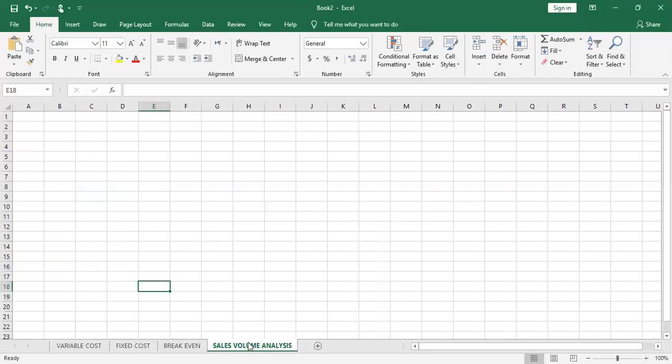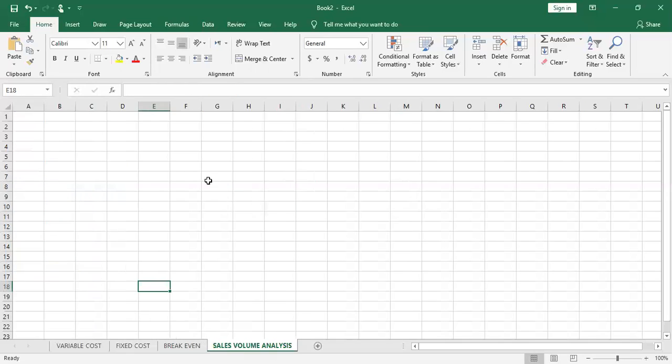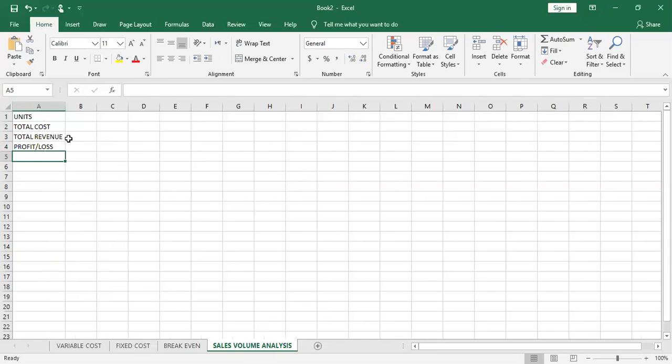Okay. Now, how do we present this data on a chart? To present this data on a chart, we know that the break-even chart makes use of the unit, total cost, total revenue, profit. So we present this one here. We have unit, then we have the total cost, we have our total revenue, then we have our profit or loss.